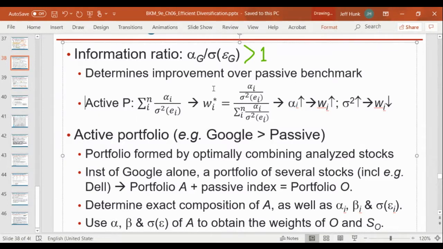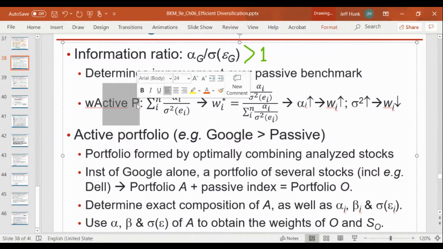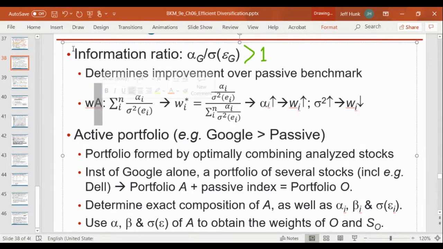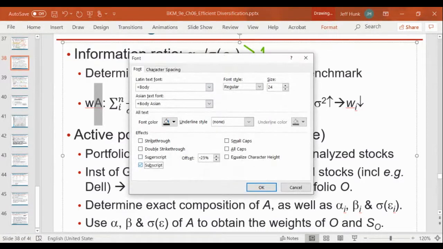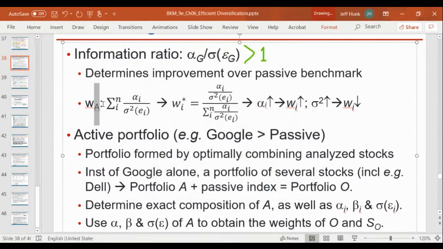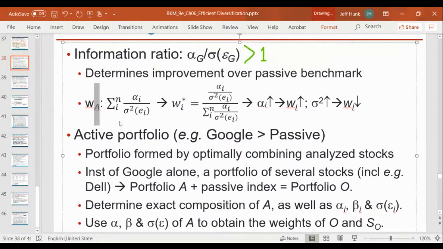I should say weight, I believe, weight of active portfolio. Maybe I should. This is a better way of doing that. Weight of active portfolio. Right? And that makes sense.